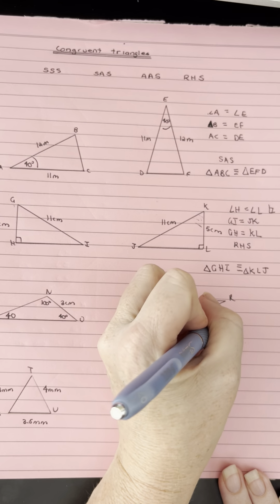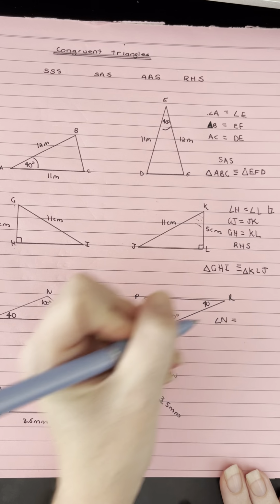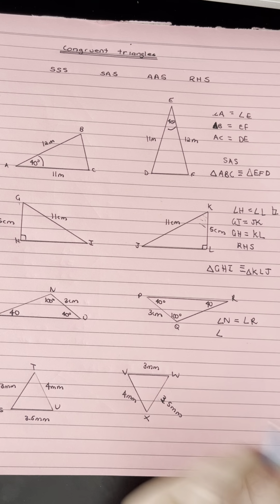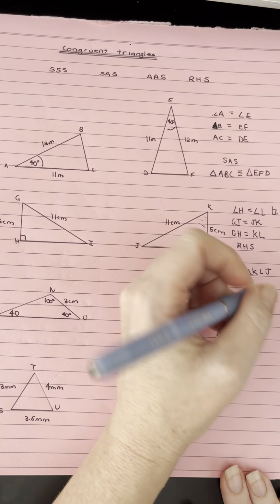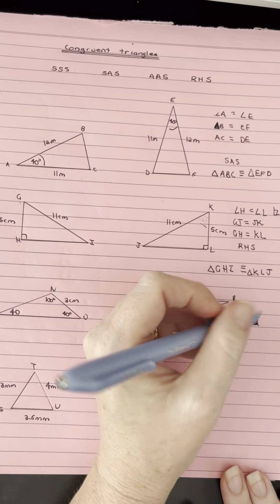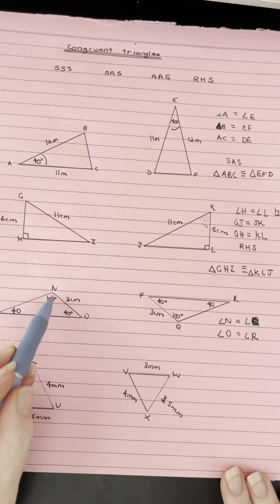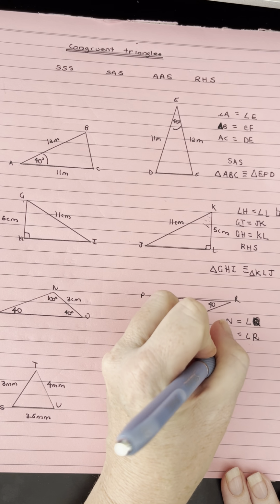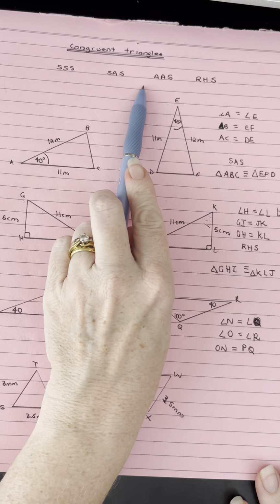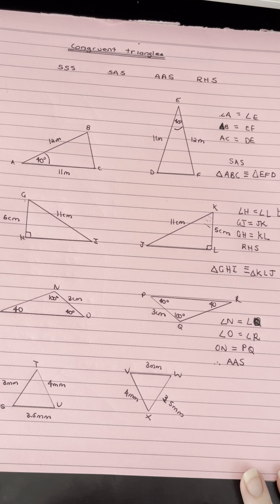So we're going to write that our angle N was equal to R. We had our angle O, sorry, got the wrong one around there. That one should have been Q. N and Q were the matching ones, and then O and R. And then we had that side NO, or ON, is equal to PQ. So we've got 2 angles and a side, so it's going to be the AAS, which is our congruency test or our coded reason.